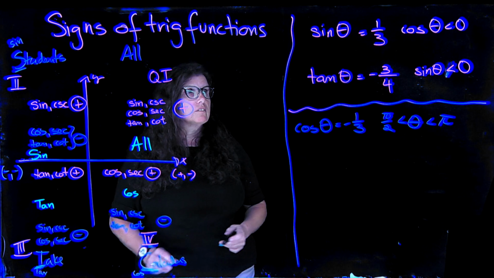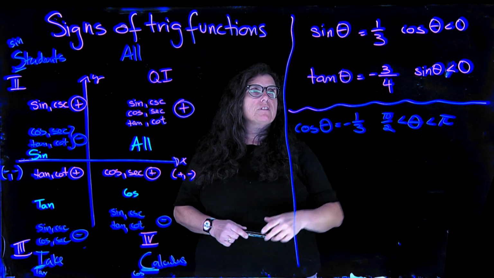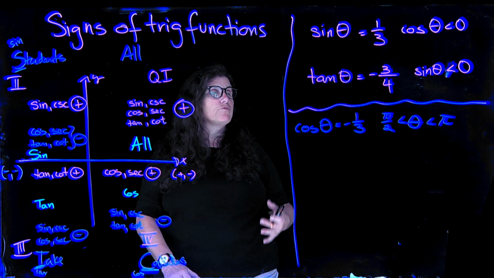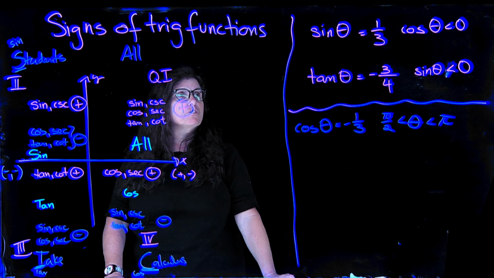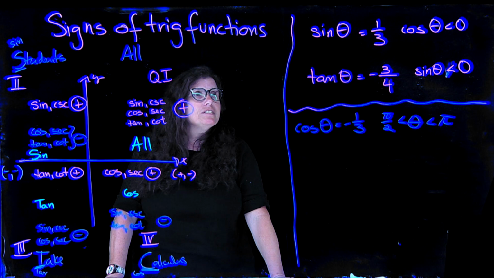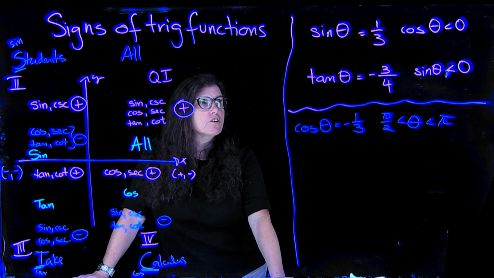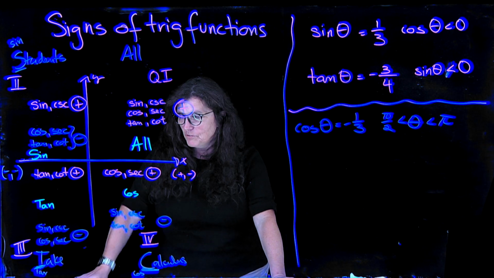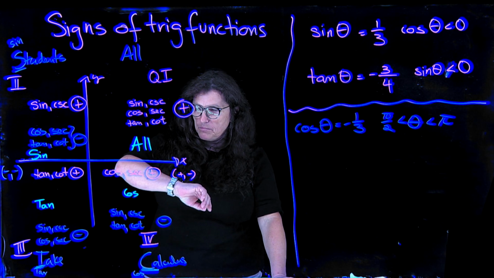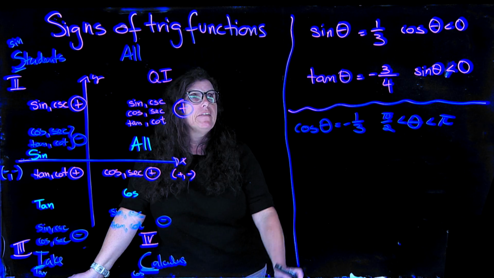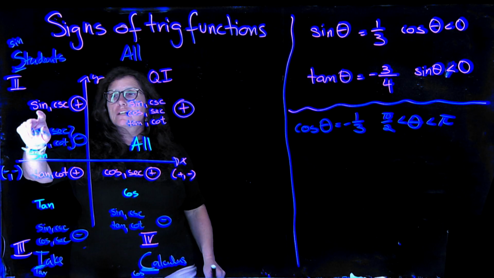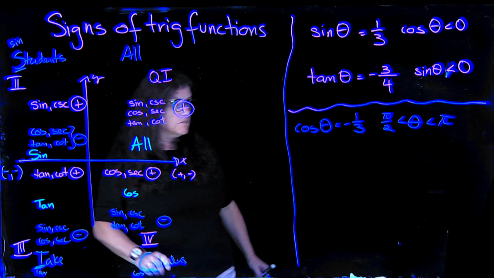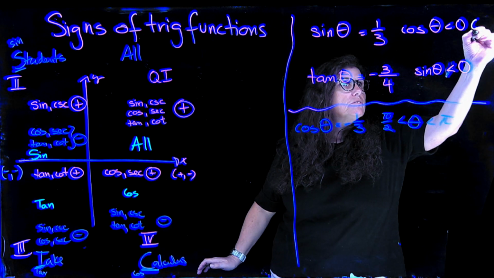Let's take a look at an example. The sine of theta is 1/3, and the cosine is less than 0. Which quadrant are we in? The sine is positive, but the cosine is negative. Okay? I give you 2 seconds by my watch. We're done. The sine is positive in quadrant 2 and the cosine is negative, so we are in Q2.